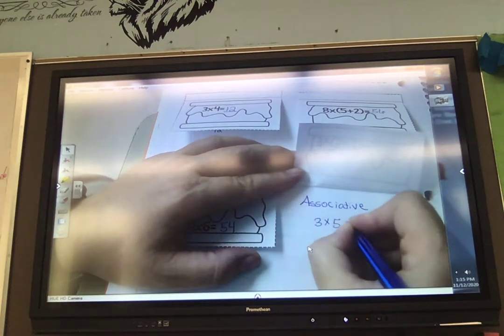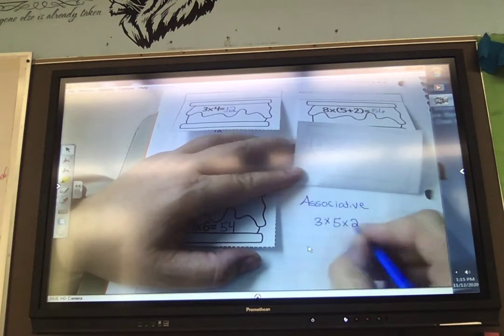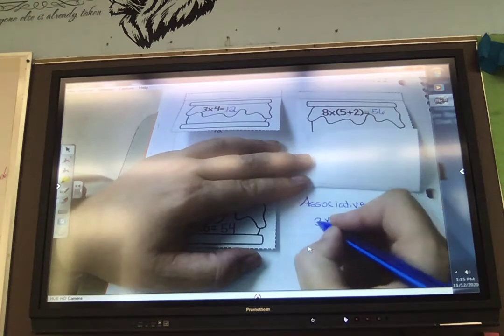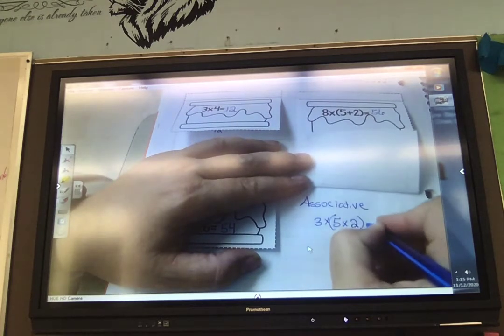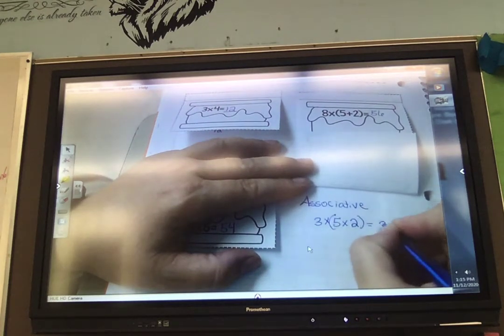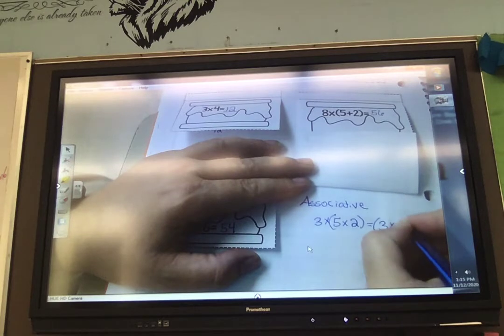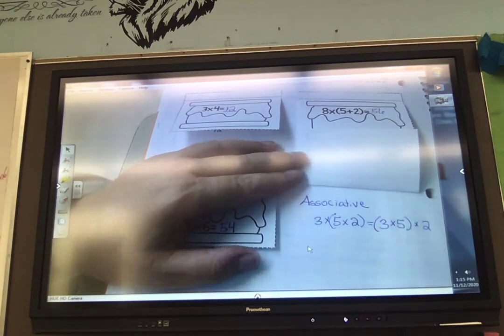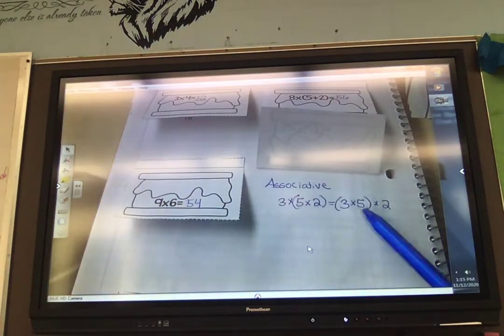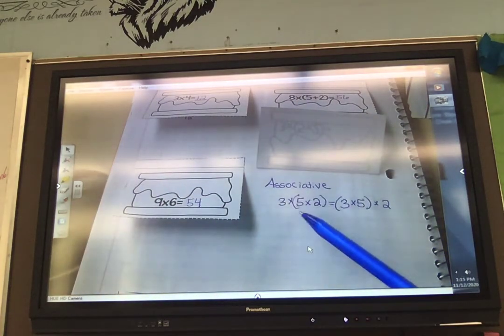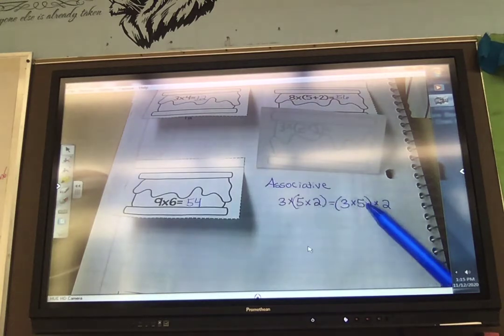So let's say I didn't like doing 5 times 2 first. So I want to take this and switch the groups. So instead of 5 and 2 first, I'm going to put 3 and 5 together in parentheses. We're just changing the group. Now, me personally, I like the 5 times 2 together. I wouldn't want to switch that one, but you could because the associative property says I could.